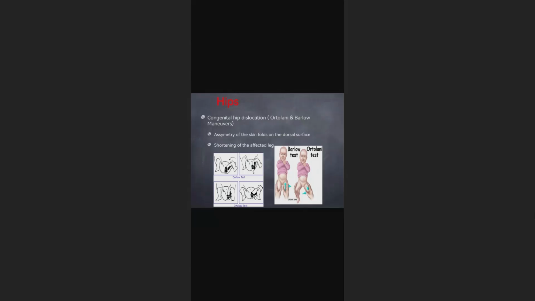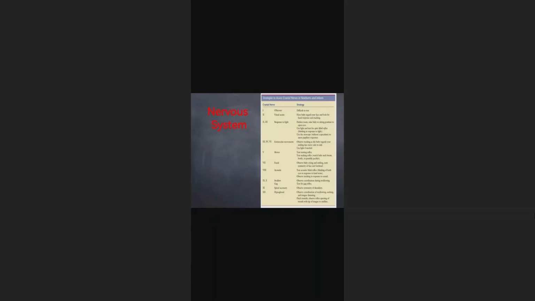So for the hips, congenital hip dislocation is usually tested by doing the Ortolani and Barlow maneuver. For the nervous system, we do the cranial nerve testing, cranial nerve 1, 2, 3, 4, 5, 6, up to cranial nerve 12. Actually, it's almost the same as with adults. The manner of testing is the same in infants.